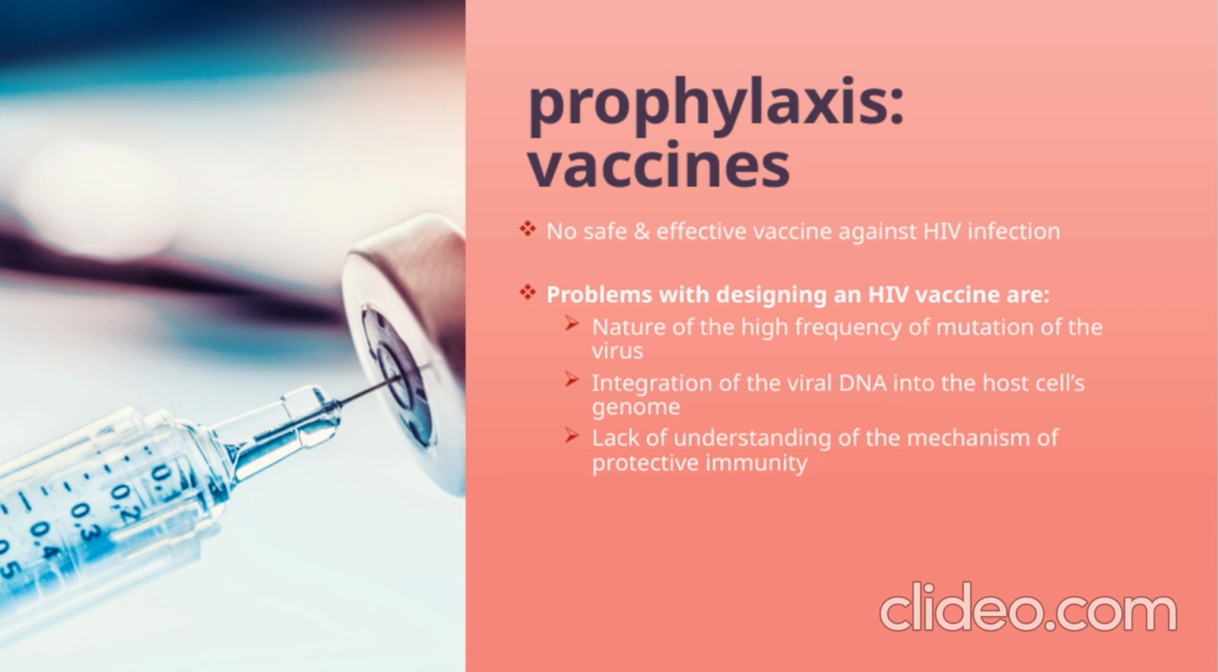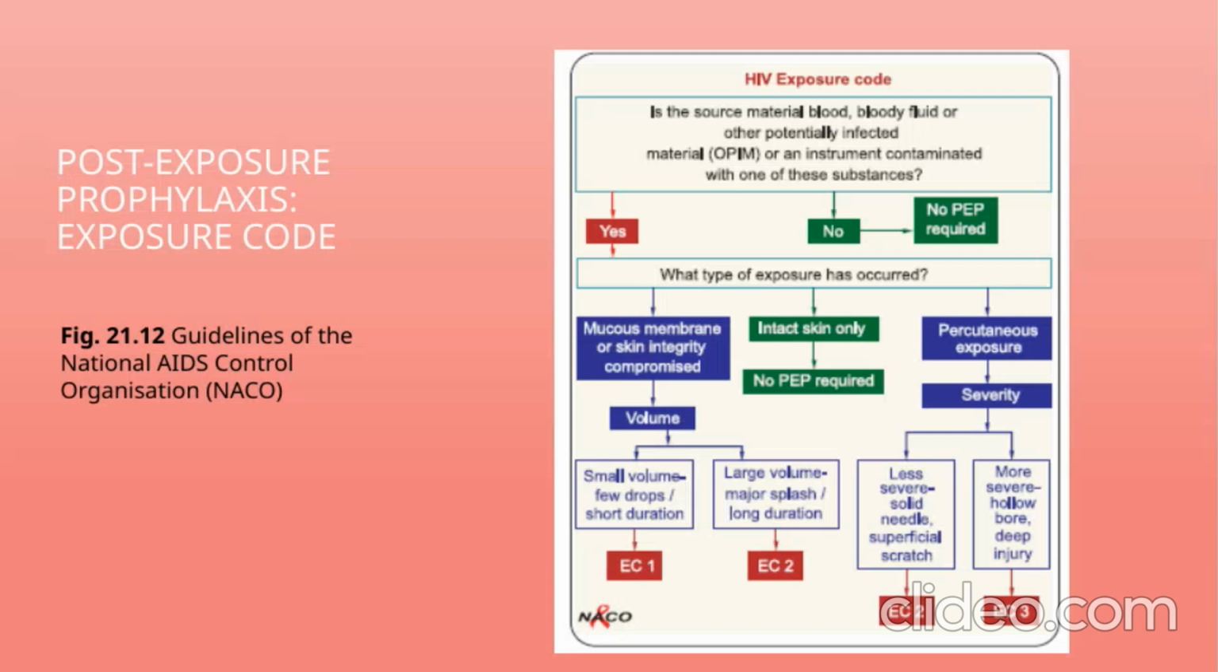and effective solution. Let's take a closer look at Figure 21.12, which shows the guidelines of the National AIDS Control Organization, or NACO, regarding post-exposure prophylaxis, specifically focusing on the exposure code. When someone experiences a potential exposure to HIV, it's crucial to follow the appropriate steps based on the type of exposure they encountered. NACO's guidelines provide a clear framework to determine the correct course of action.